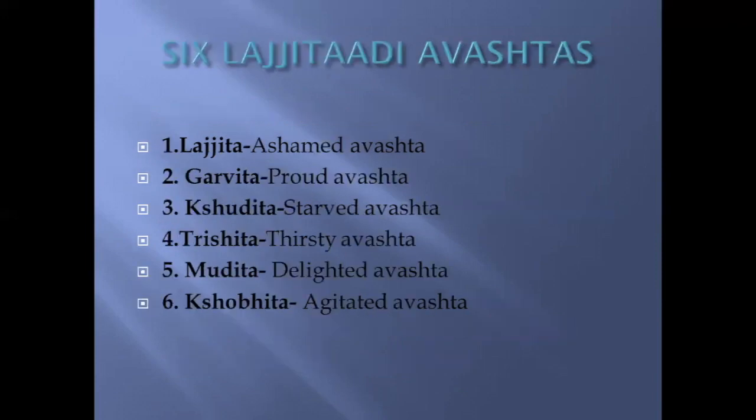Okay, so we can look at the 6 Lajatati Avashtas. There are Lajita being the first one. It's the shamed Avashta. Then we've got Garvita Avashta or proud Avashta, Shudita or starved Avashta, Trishita or thirsty Avashta, Mudita or delighted Avashta, and the 6th one is Kshobhita or agitated Avashta. Again, I'm sorry about my pronunciation.